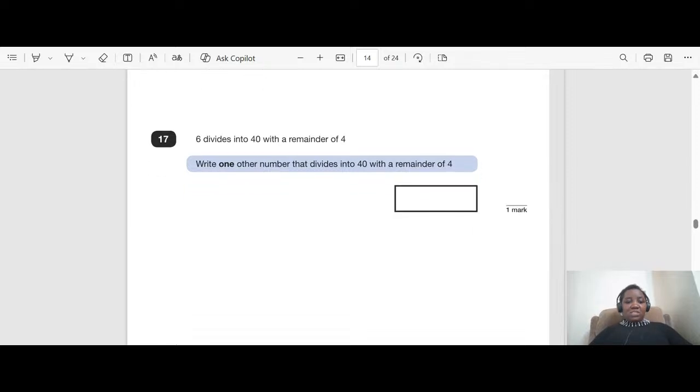Now question number 17. 6 divides into 40 with a remainder of 4. Write one other number that divides into 40 with a remainder of 4. So this question, you can have different answers. Any number that you can divide, write one other number that divides into 40 with a remainder of 4. 6 divides into 40 with a remainder of 4. So can we pause here and see what we come up with?